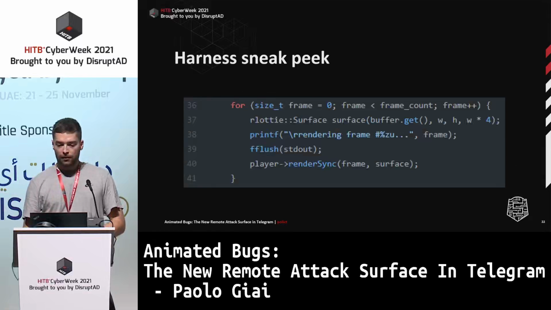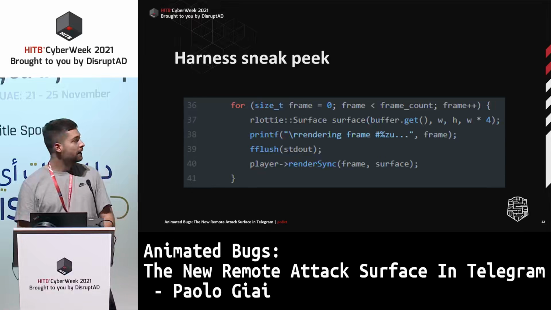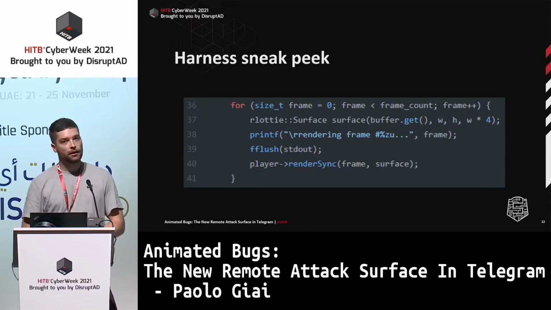Let's have a quick look at the harness. As you can see, it's just the load from file and the render sync method call. Just a thing to note is that I added the specific frame number which the RLottie library was trying to parse to render, in order to be able to spot which specific frame crashed the library.